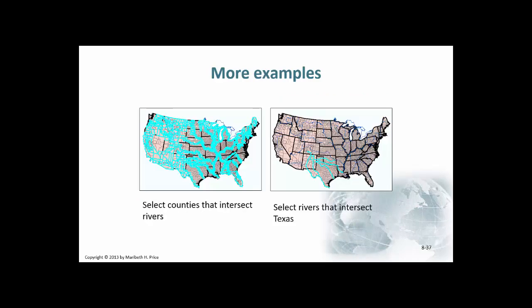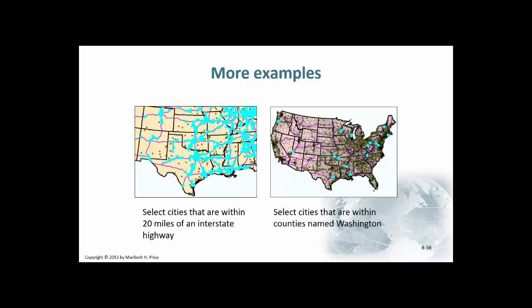In this first example, we can select the counties that intersect rivers. The second image, we select all the rivers that intersect Texas. In the first example, we can use proximity to select cities that are within 20 miles of an interstate. The second image requires two queries. First, use an attribute query to select counties named Washington, then use a spatial query to select all the cities that are within the selected Washington counties.